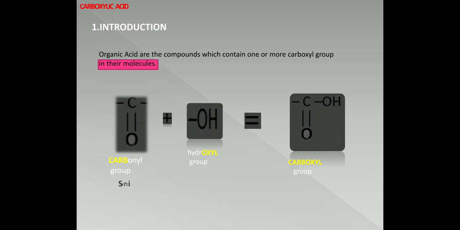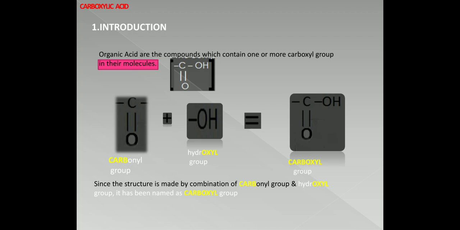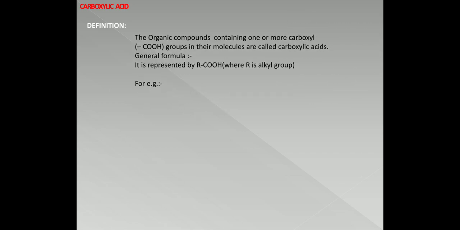So COOH is the carboxylic group. Since the structure is made by the combination of carbonyl group and hydroxyl group, it has been named as carboxyl group. So organic acids are compounds which contain one or more carboxylic groups in their molecule, COOH, C double bond O, OH. Definition is what? The organic compounds containing one or more carboxylic groups in their molecules are called carboxylic acids.